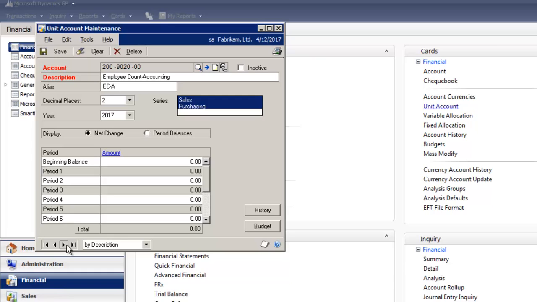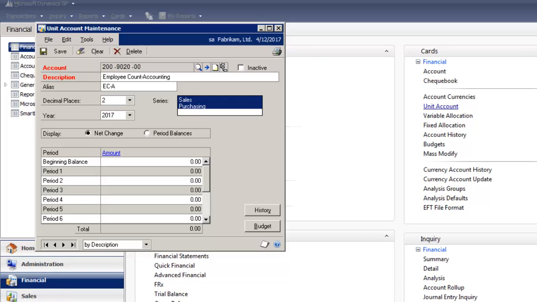Unit accounts are used to track non-financial quantities such as the number of employees or square footage. Unit accounts can be included on financial statements for calculation purposes, but do not make a financial impact. Unit accounts are set up and used to assign the non-financial category.